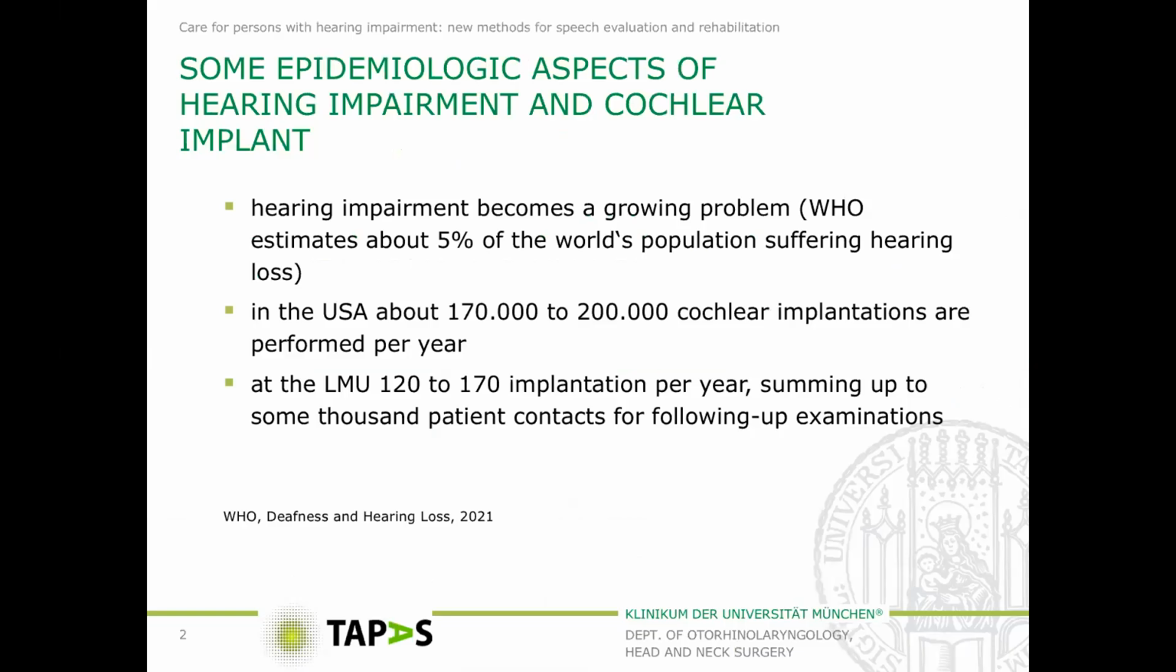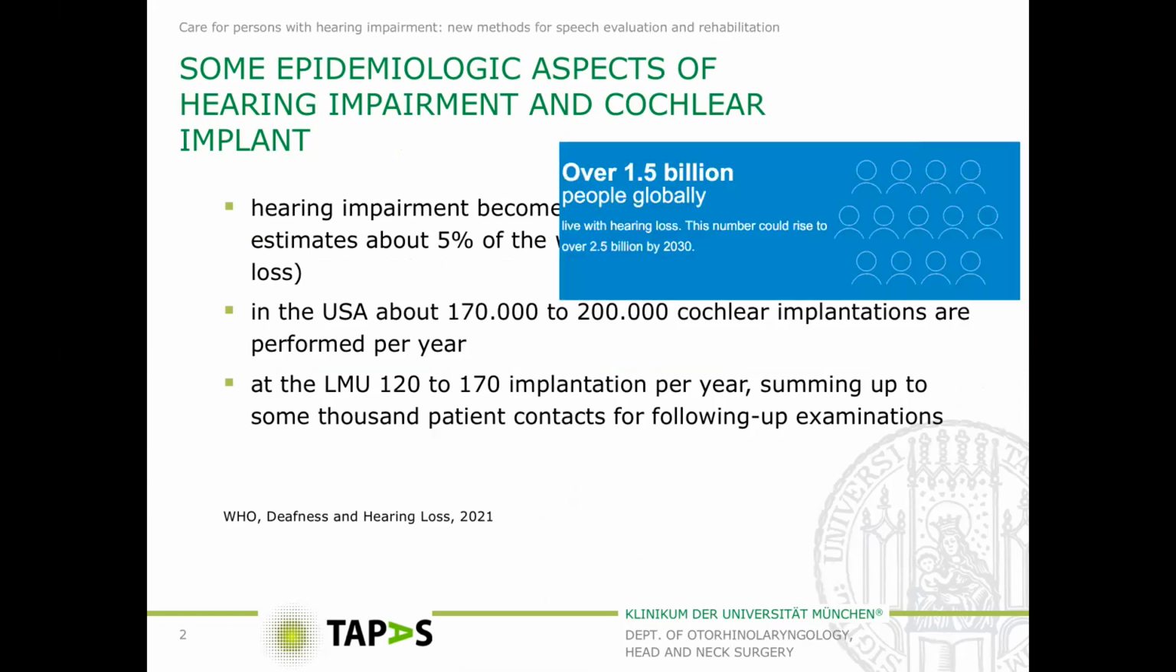Hearing impairment is becoming a really growing problem. The World Health Organization says that about 5% of the world's population, suffering, or not always suffering, but living with hearing impairment. That means that about 1.5 billion people globally live with hearing impairment, and it might be a growing number, not only because we have more noise around us and hearing is getting worse through acoustic overstimulation, but as we're growing older, the number of people who have a hearing impairment is also growing.